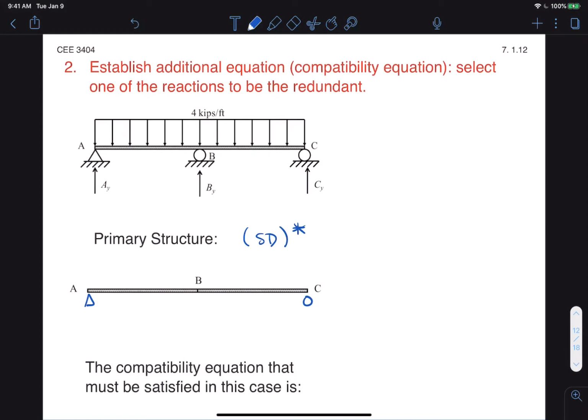So the deflection of this structure in response to load would be something like this. So in fact, B would deflect down. But we know that in the real structure, B is not going to move. The deflected shape would look something like this. So the compatibility equation that we're after is that delta B there should be equal to 0.